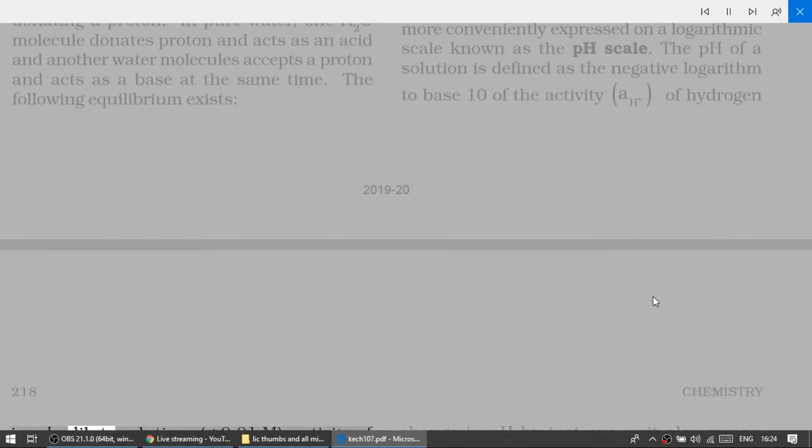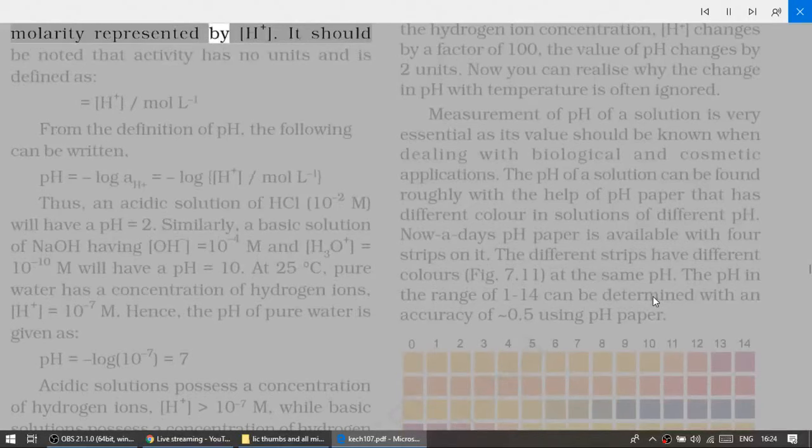Chemistry. In dilute solutions (0.01 M), the activity of hydrogen ion, aH+, is equal in magnitude to the molarity represented by [H+]. It should be noted that activity has no units and is defined as aH+ = [H+] mol L^-1. From the definition of pH, the following can be written: pH = -log aH+ = -log [H+] mol L^-1. Thus, an acidic solution of HCl (10^-2 M) will have a pH = 2.